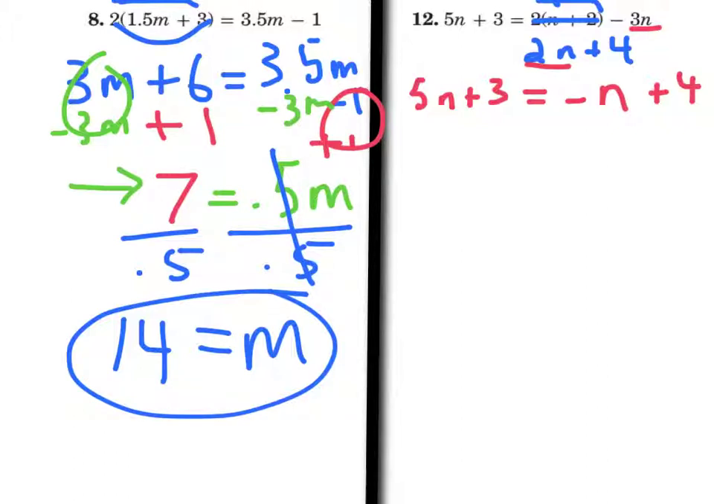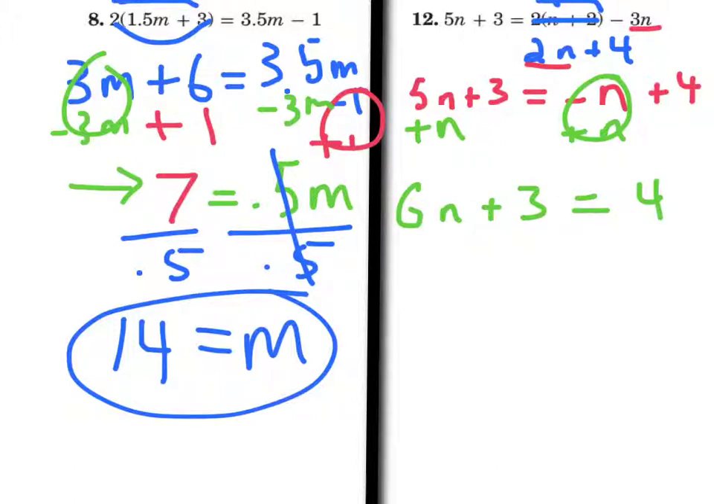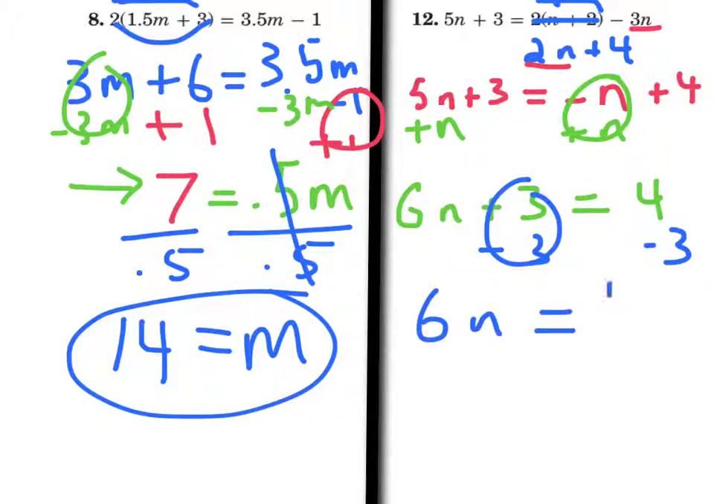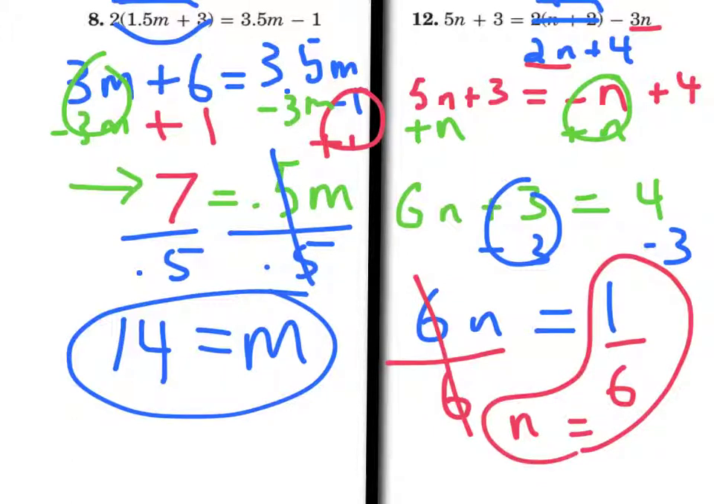All right, next step, I'm going to add n to both sides. That turns into a 0, and I get 6n plus 3 equals 4. All right, next I will subtract 3 from both sides. 6n equals 1. And then the last step, divide both sides by 6. So n equals 1/6.